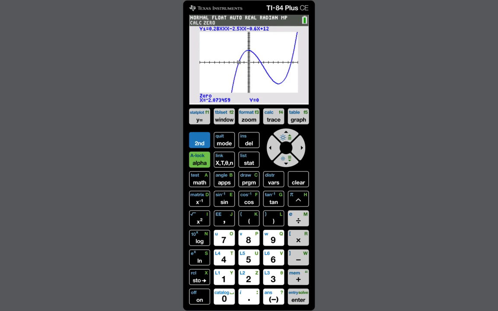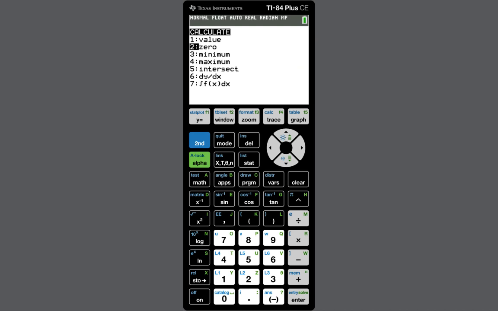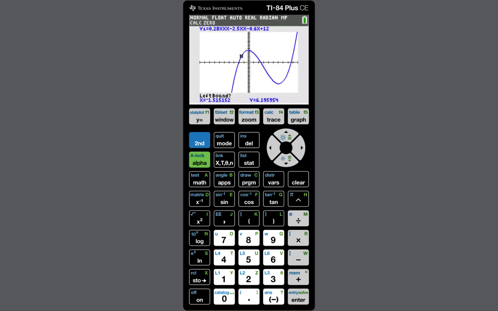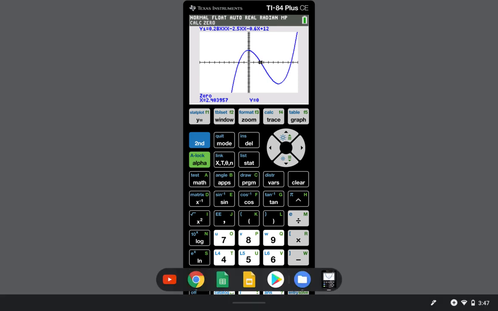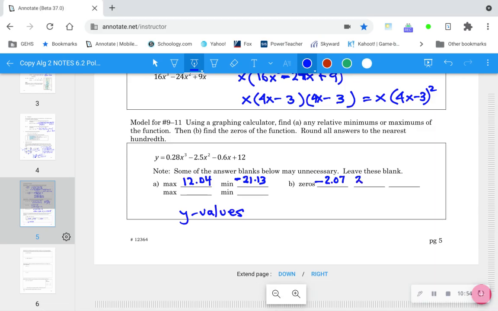Okay, second calc choice 2. Let me go over just a little bit to the left of the next answer. Okay, that's a little bit to the left of the intersection there. Hit enter. And it wants me to go to the right side of it. So I'll go past it, hit enter twice. And it jumps to 2.40 on the x-axis. So you fill in 2.40.